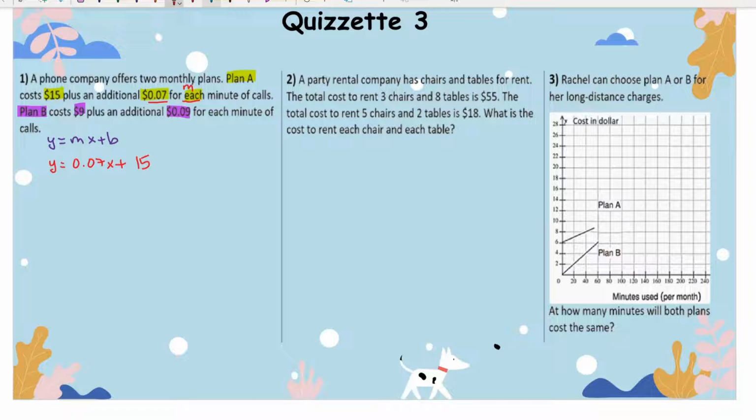Okay, then plan B costs $9 plus 0.09 or 9 cents for each minute of call. So m is 0.09. Y equals 0.09x plus 9.